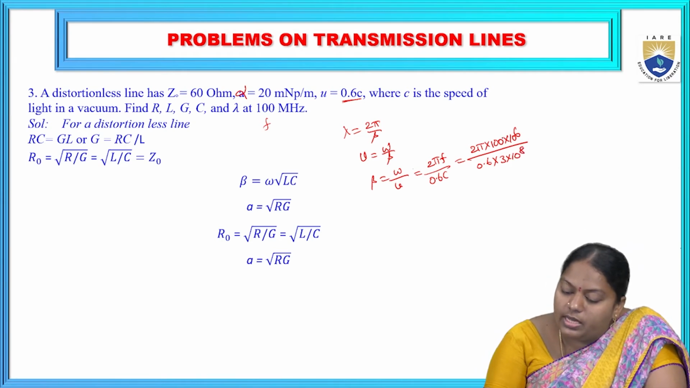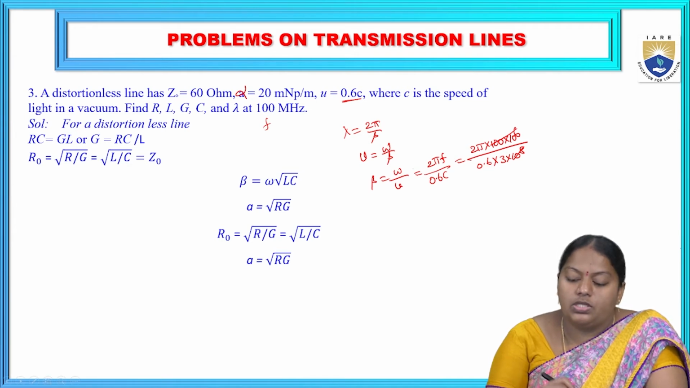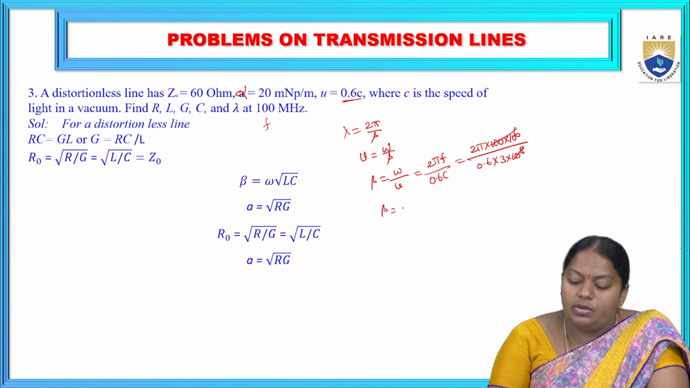So 100 into 10 power 6 becomes 10 power 8, and 10 power 8 gets cancelled, and 0.6 into 3 need to be multiplied, and it is to be considered with respect to 2 pi, then beta can be obtained in terms of radian per meter.